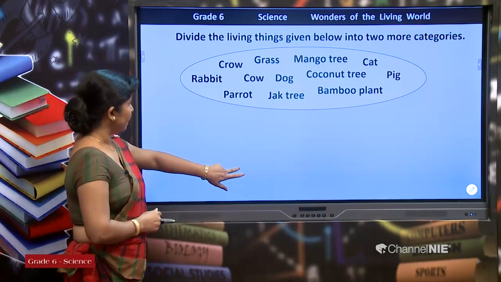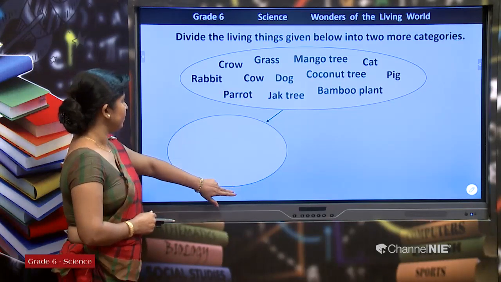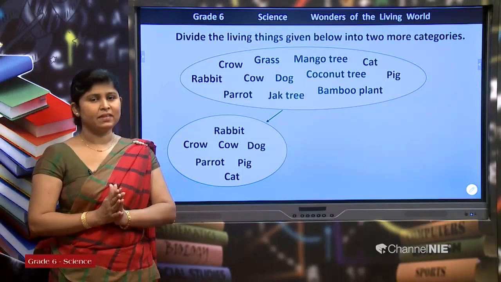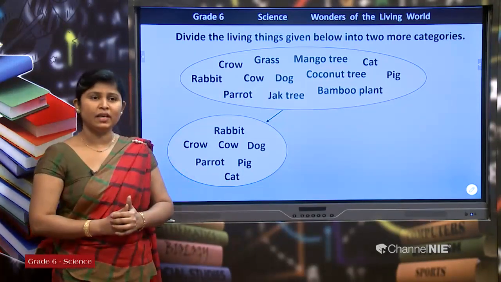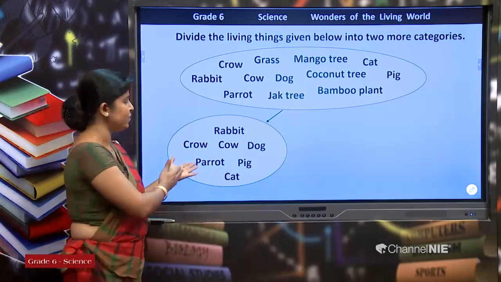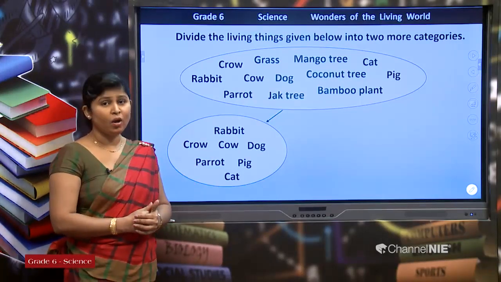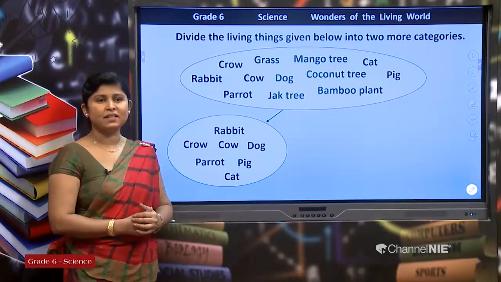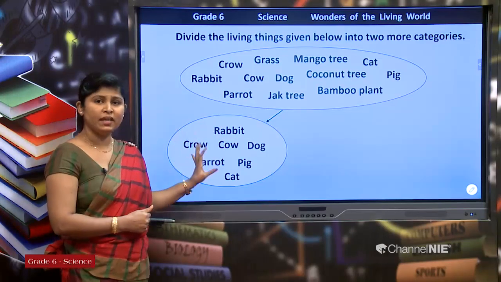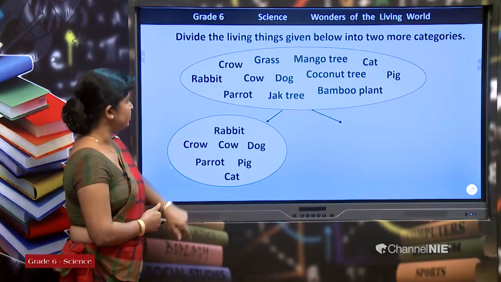Now, yes, then I have separated one group. Now, let us see what are the things included in my first group. Rabbit, crow, cow, dog, parrot, pig and cat. Then we can give a common name for this group. What is the common name? The common name is animals. Now, here are the living things, then we have separated only the animals.